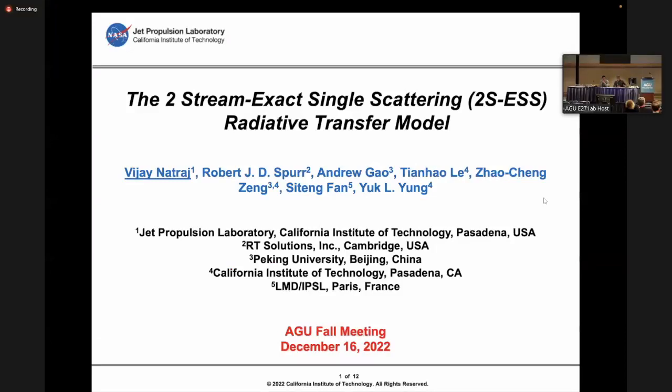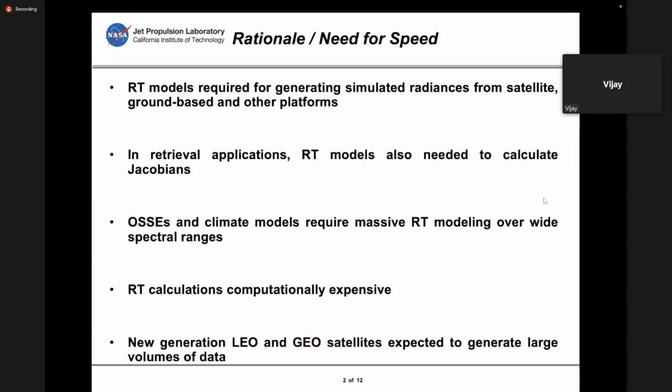All right. Thank you, Oleg, and thank you to the conveners for giving me an opportunity to talk here. I'd first of all like to acknowledge the co-authors listed here. I'm going to talk about this two-stream exact single scattering, or 2SESS, radiative transfer model. This is a product of about 15 years of work.